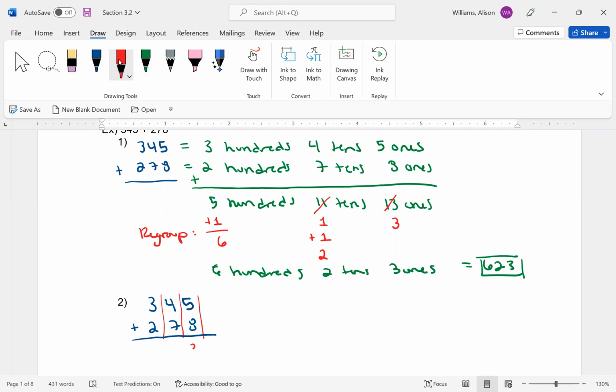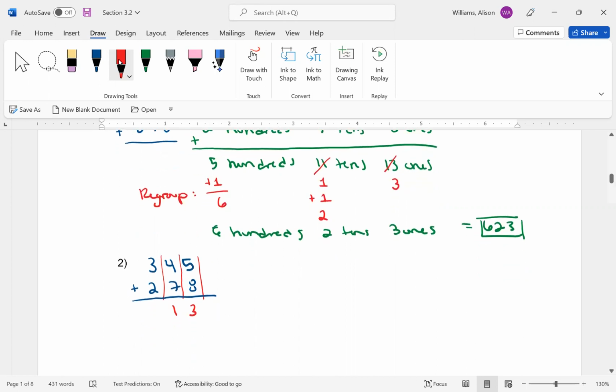So that's going to be 13. But because it's not going to fit 13 in that column, I'm going to put the 1 in the next column. Then I'm going to add the 4 and the 7, which comes out to 11. And again, I'm going to put the 1 from the 11, the tens place, into the next column. And then the 3 and the 2 add up to 5.